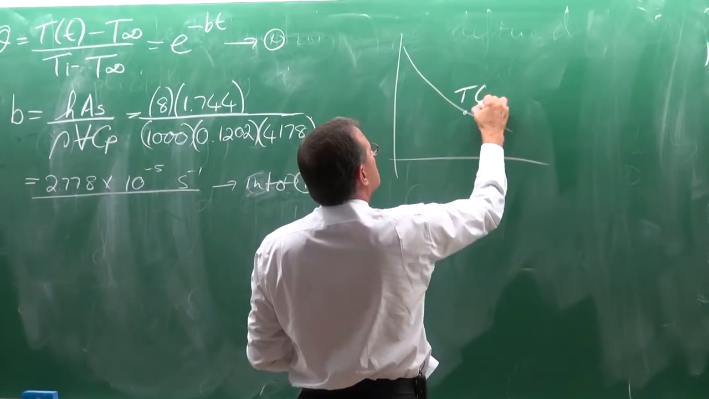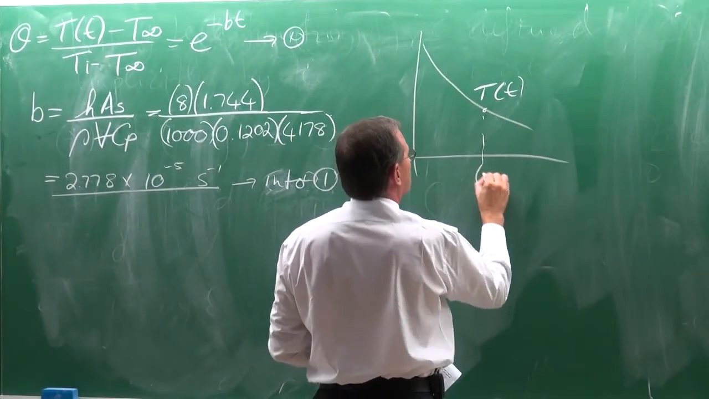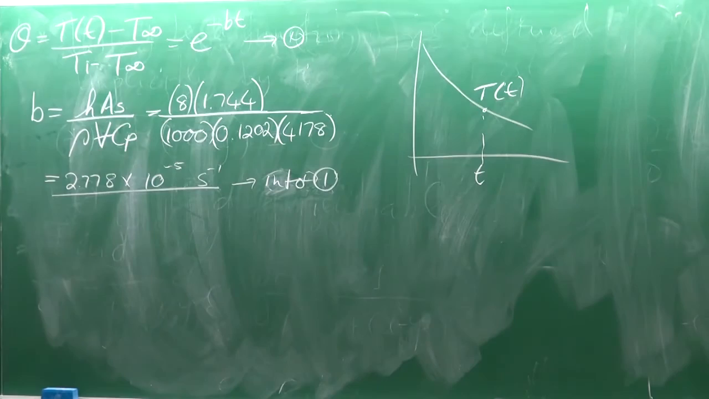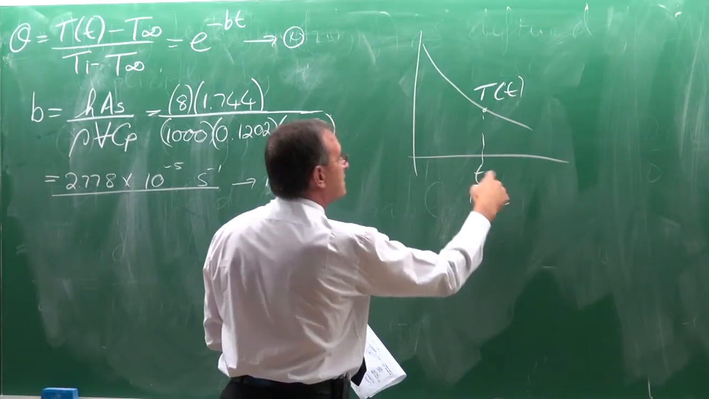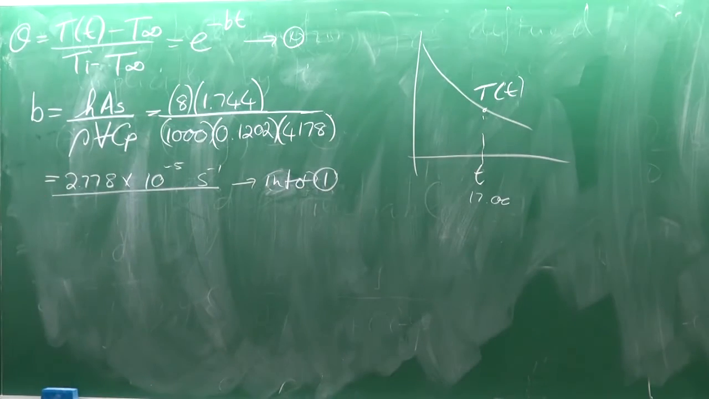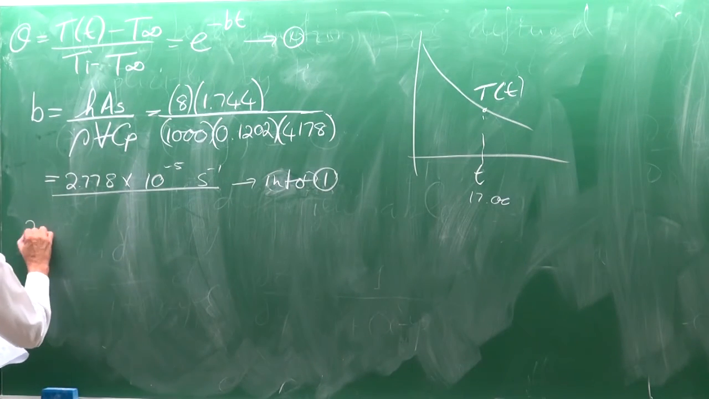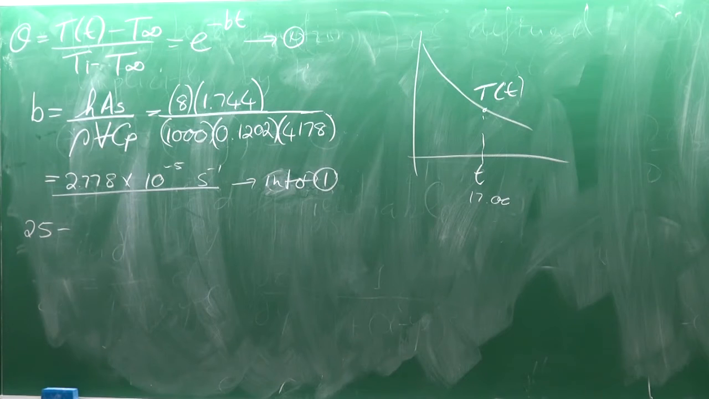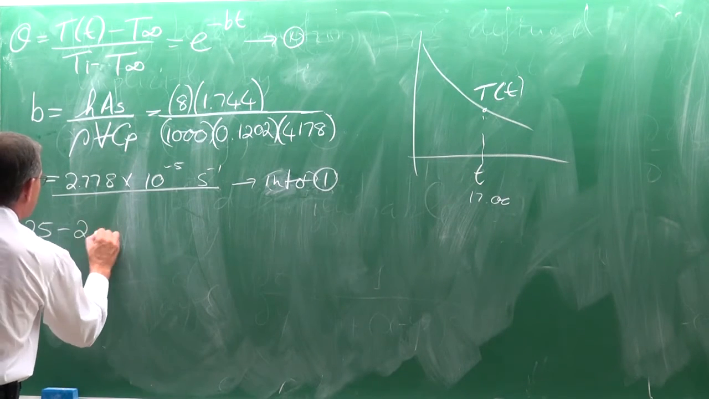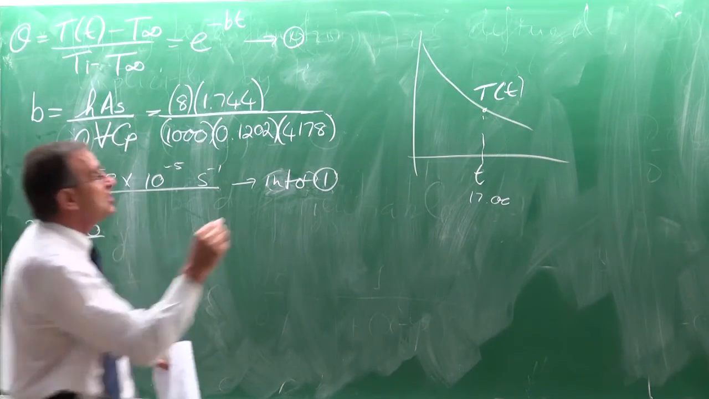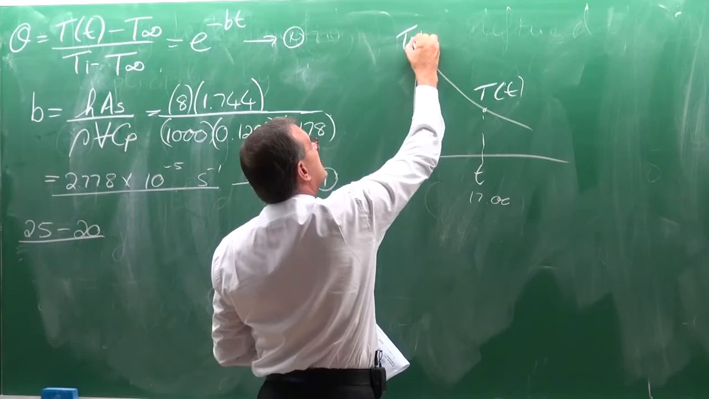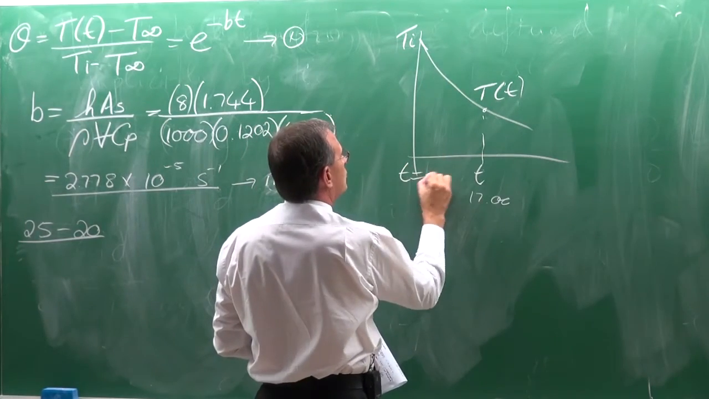So that is the temperature at t, and that was obviously at 1700 hours. So what was the temperature at 1700 hours? It was 25. You agree? Minus the environment temperature, 20, divided by the initial temperature of the body, Ti, which is when t is equal to 0.